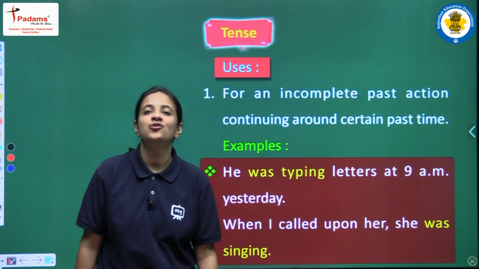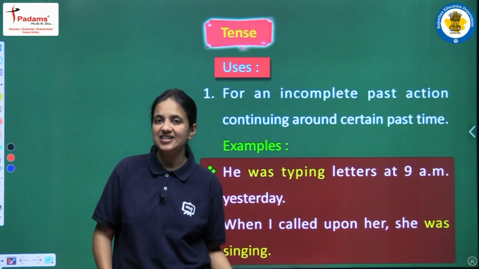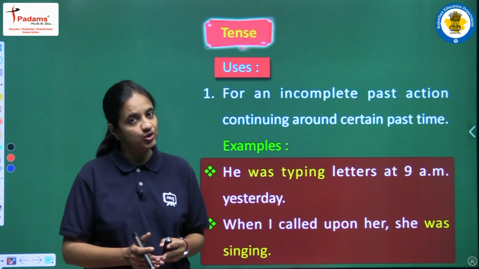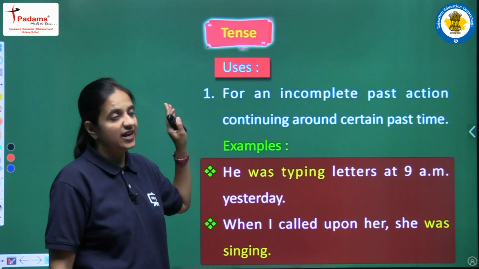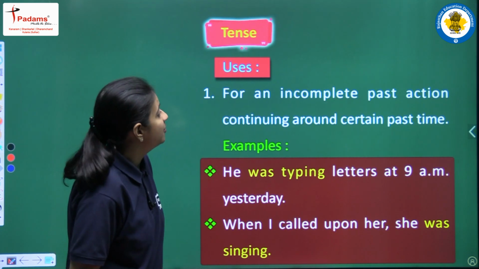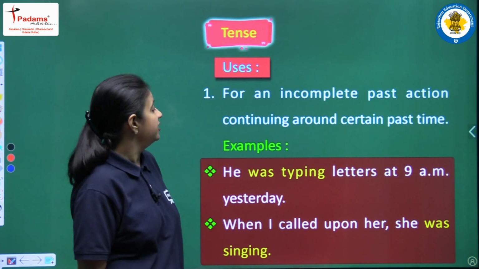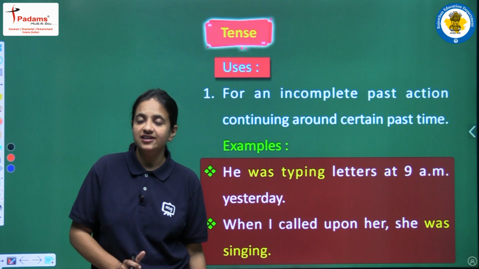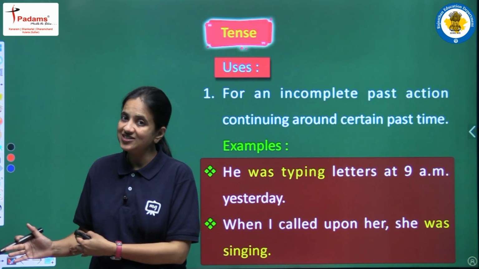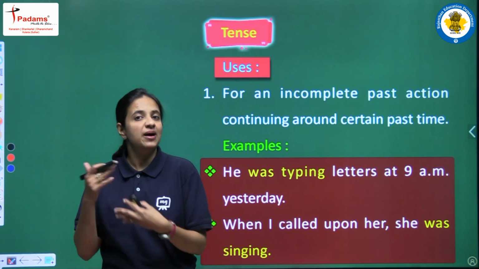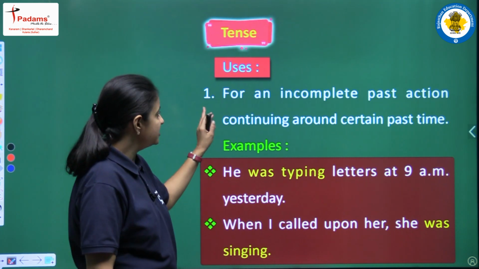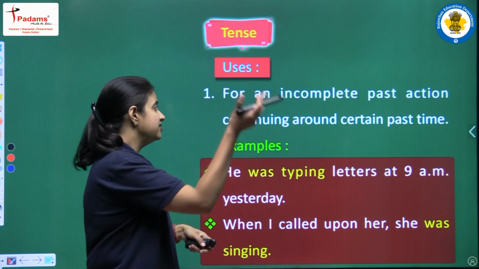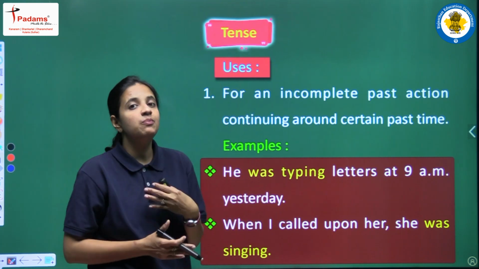Next we are having some of the uses. So let's see this tense, that is past continuous tense. So where this tense is basically used. So we are having the first use. So let's read the sentence. For an incomplete past action continuing around certain past time. So one thing that is clear here, that we are talking about past continuous tense. So this tense is related with the past events, right? So this tense is basically used for the incomplete past action that is continuing around certain past time.